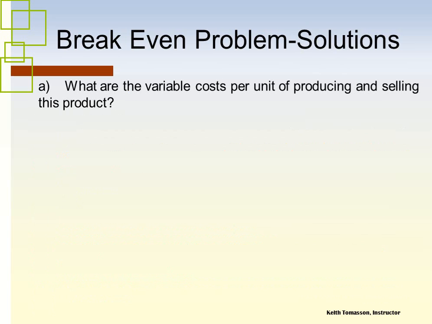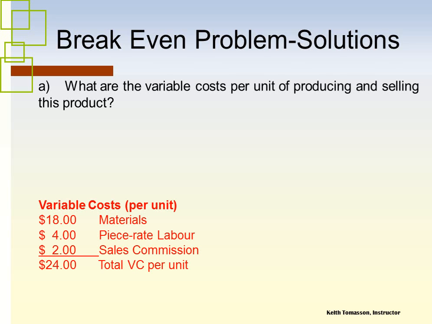Okay, so let's take a look at the first part of the question. What are the variable costs per unit of producing and selling this product? So based on the information in our example, we know that the variable costs per unit are as follows. We had materials costs, which were $18 per unit. We had piece rate labor, which was defined as being $4 per unit.